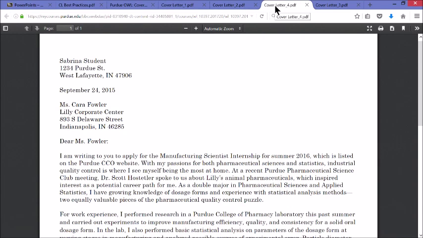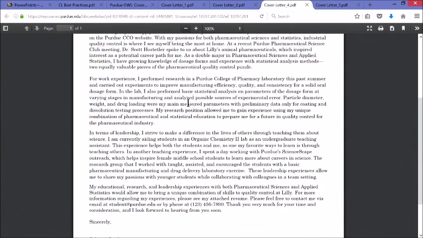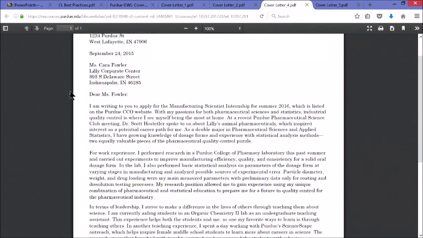Cover letter 4 is a good example of a skills-based cover letter. You can see this first paragraph, they talk about multiple experiences, and they talk about first research experience in different positions, and then second leadership in different positions. And this is also clearly set up in the first paragraph. I have growing knowledge of dosage forms and experience with statistical analysis methods to equally valuable pieces of the pharmaceutical quality control puzzle. Talk about their leadership experience and set up what they're going to talk about in that body section.